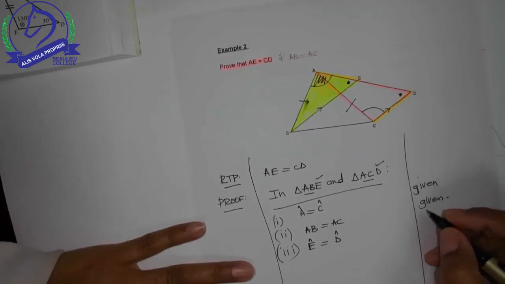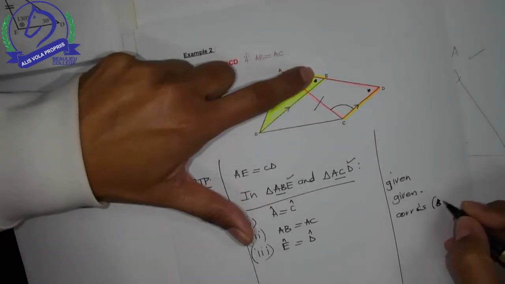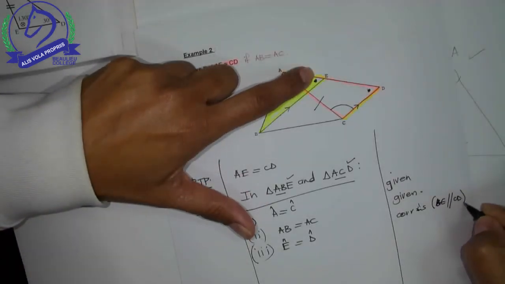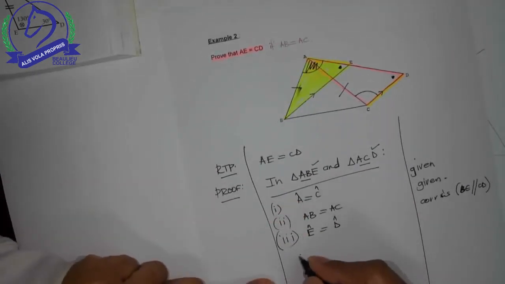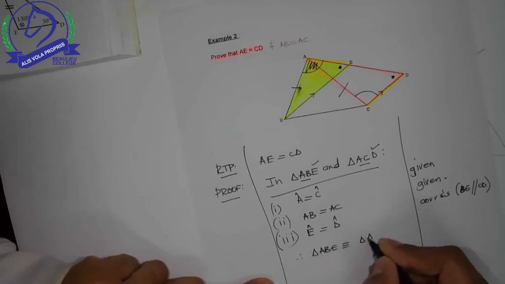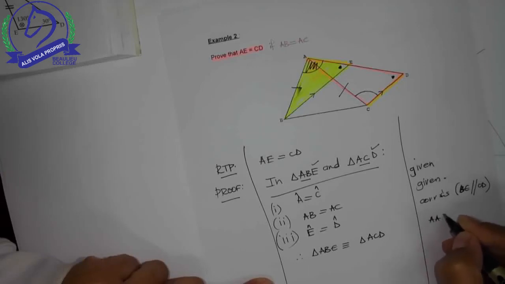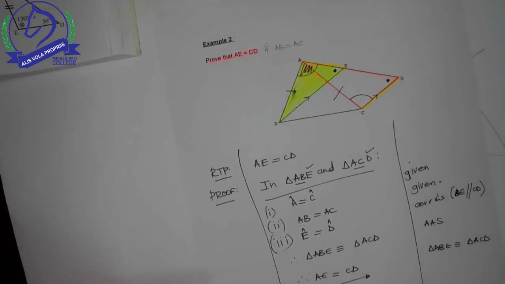Why are these angles equal? Corresponding angles, because remember, with corresponding angles you've got to name the parallel lines that form them, because they are not equal if they're not formed between parallel lines. So we've got AAS, so therefore triangle ABE is congruent to triangle ACD, AAS. Therefore, AE is equal to CD. Why? You have to say this: they are equal because the triangles are congruent.